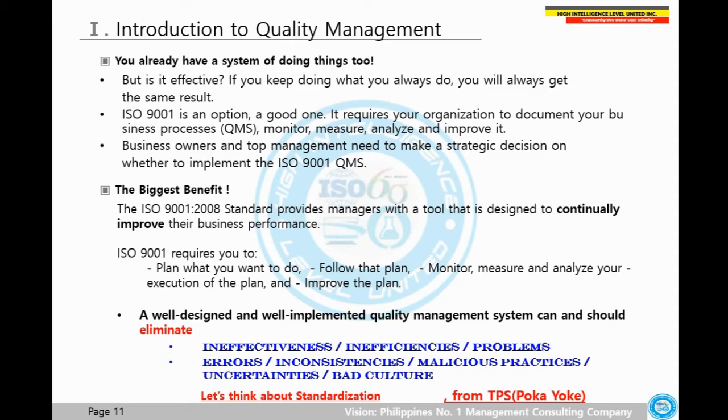Actually, that is related with Poka-yoke. In English, we call it foolproof. Foolproof means even foolish people cannot make mistakes. In TPS, Toyota Production System, they call it Poka-yoke. So that is related with standardization. So now we see why we need standardization and why it is so useful.